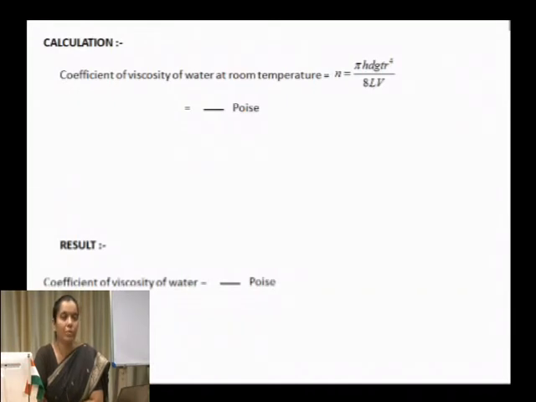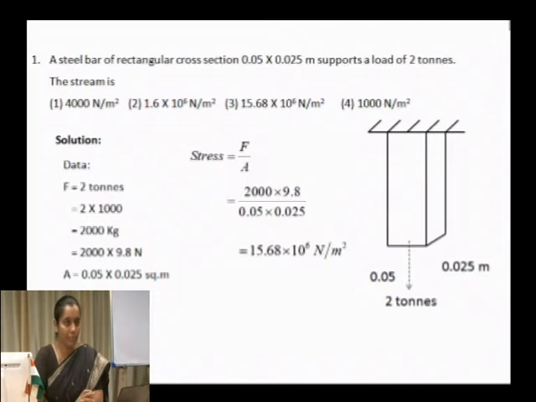The CGS unit of coefficient of viscosity of a liquid is the Poise, named after the scientist Poiseuille. The SI unit is Newton second per meter square. The value we calculate in Poise, if it is multiplied by 10 to the power of minus 1, gets converted to the SI unit, that is Newton second per meter square. That finishes the experimental part.